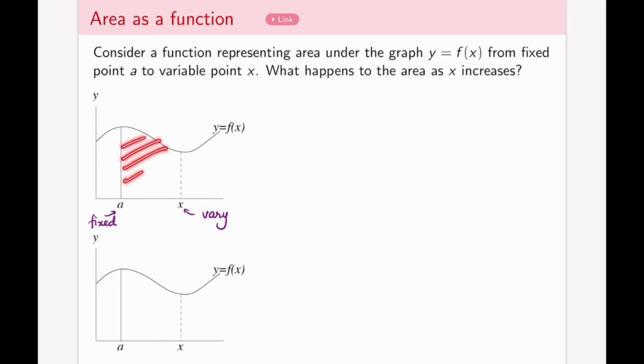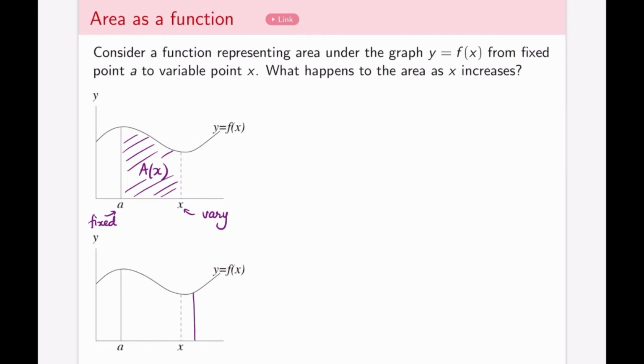Now, because I'm going to keep track of the area, I'm going to give it a name. Let's call this A of x, because it depends on the position of x, so this value for the area actually is a function of x. What I would then like to do is think about what happens if I move this point to the right just a little bit. So I introduce a very small change here.